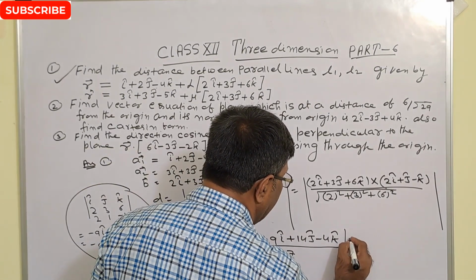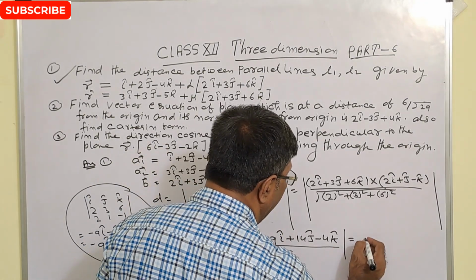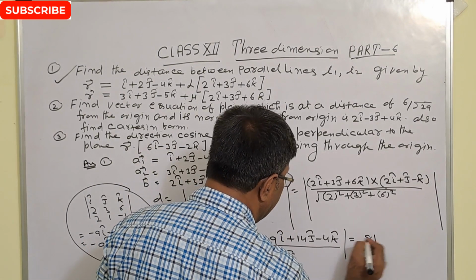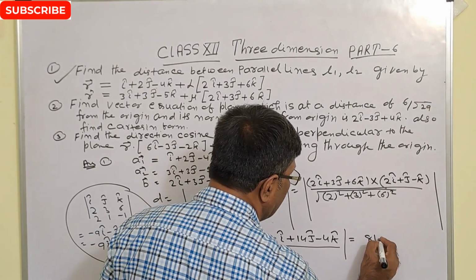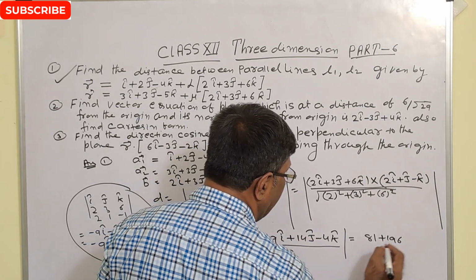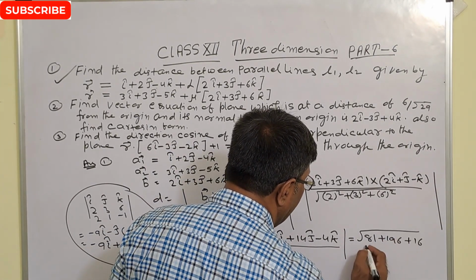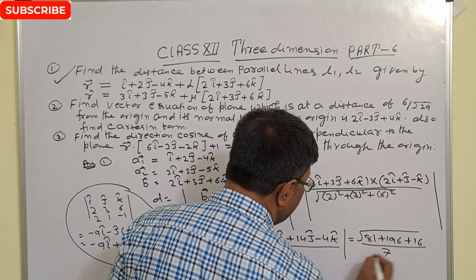So you can find this. Again, we have to find the magnitude. So this is minus 9 squared, 81. This is 14 squared, that is 196. This is 4 squared, that is 16. And this is the root under, and what is this? That is 7.